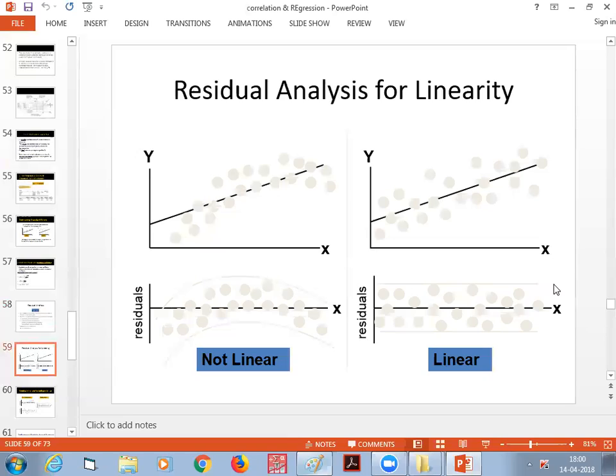So if you understand the linearity of the residual, obviously we can understand the linear relationship between the dependent variable y and the independent variable x.